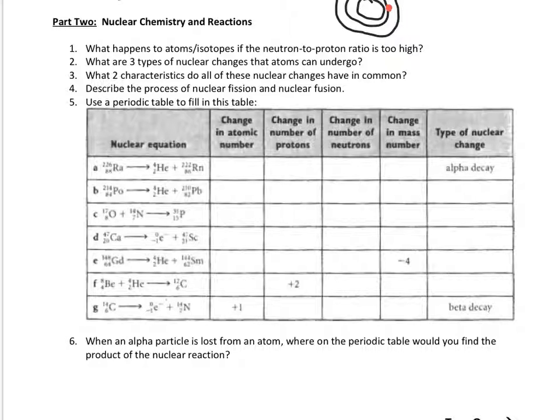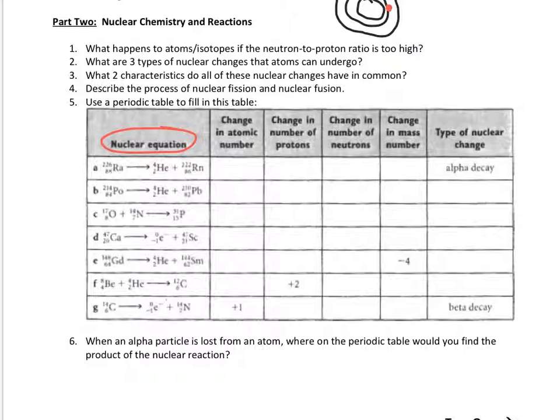In part 2, here's where we're actually taking a look at nuclear chemistry and nuclear reactions. There are some questions to go over on what we covered in the last investigation and the reading notes. But let's look at this table to fill in. We've got a nuclear equation on the left, and then the change in atomic number, change in number of protons, neutrons, change in mass, and then the type.